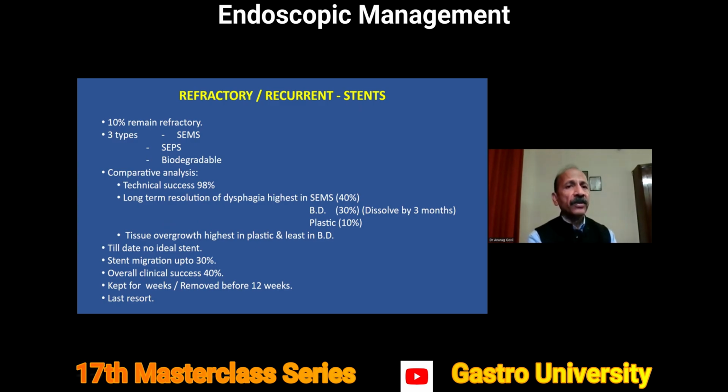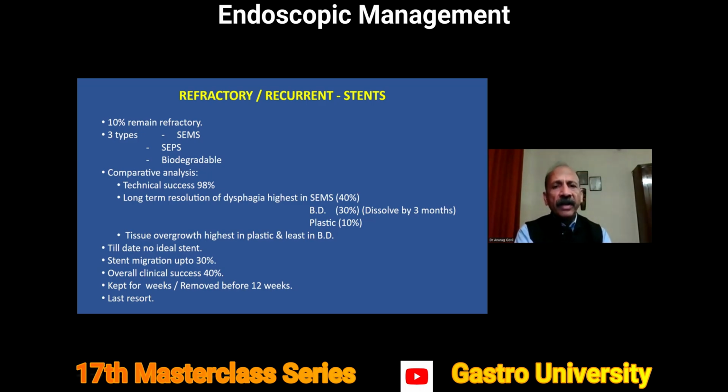And as I said, 10% remain refractory. We have 3 kinds of stents: self-expanding metallic stents, self-expanding plastic stents, and lately biodegradable stents, like the ones that are available for the coronaries, which are also available for the esophagus and also for the biliary tract. Now, any one of these 3 stents can be used. Not much comparative analysis is available, but what I could find is that the technical success of placing these stents is 98%. Placing these stents is easy actually.